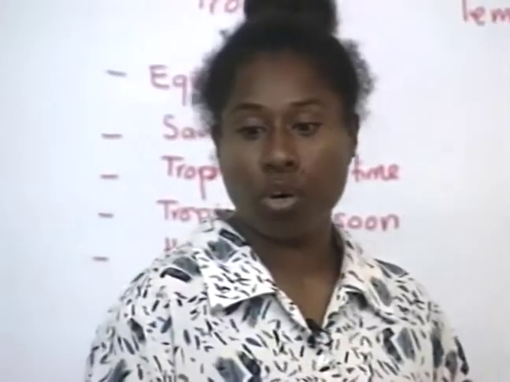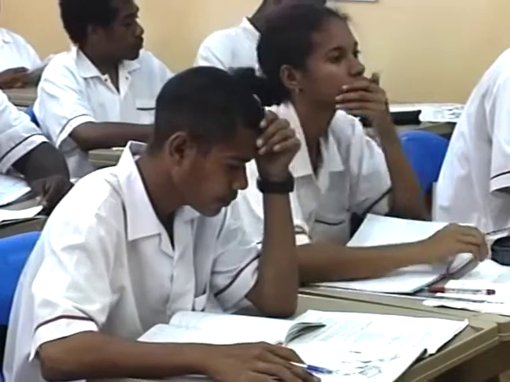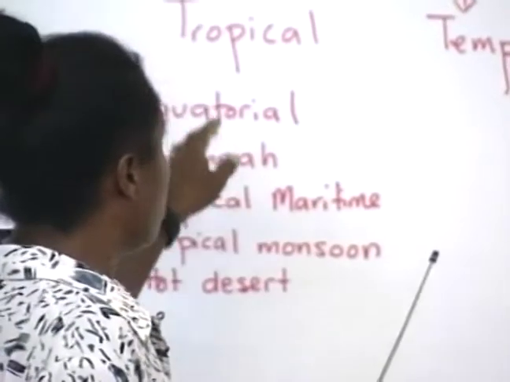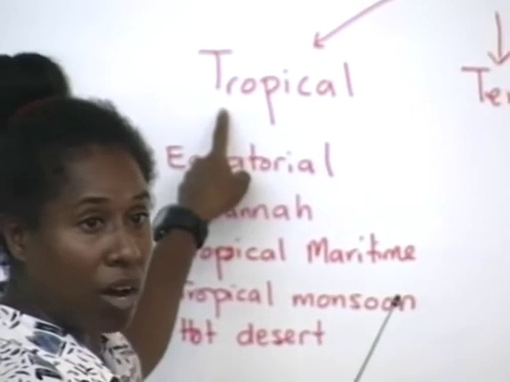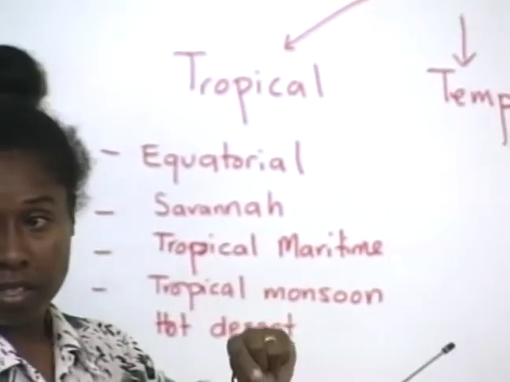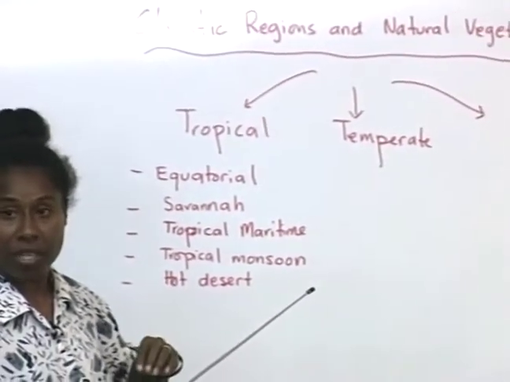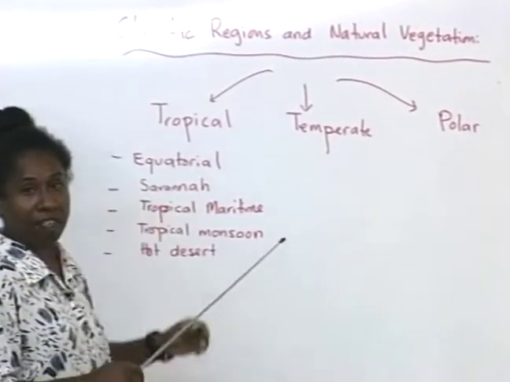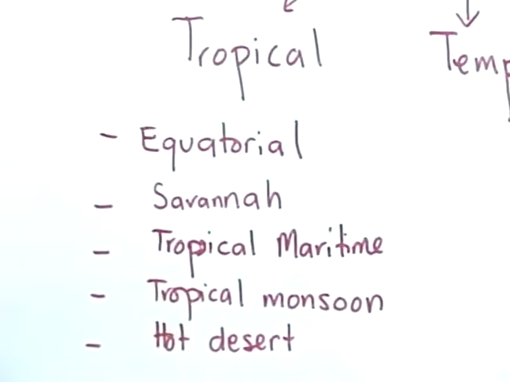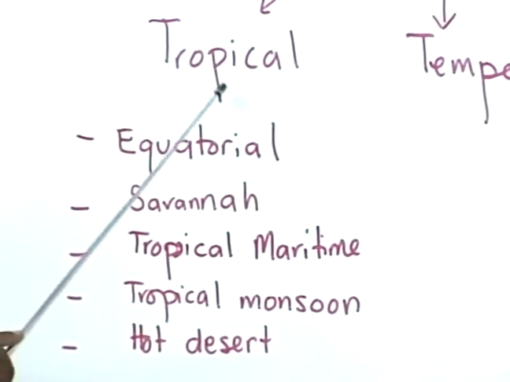From your booklet, you are going to see that climate types can be divided into 3 main groups. On the board, I have put here the tropical climates. Those are the climates that are found within the equator at 0 degrees to 23.5 degrees north and 23.5 degrees south. I'll repeat that again. The tropical climates are the climates found within 23.5 degrees north and 23.5 degrees to the south.